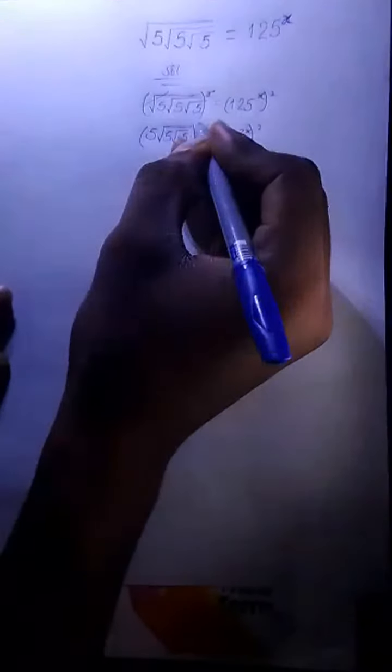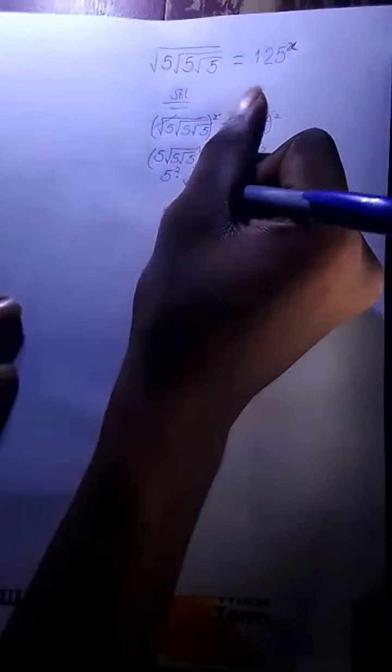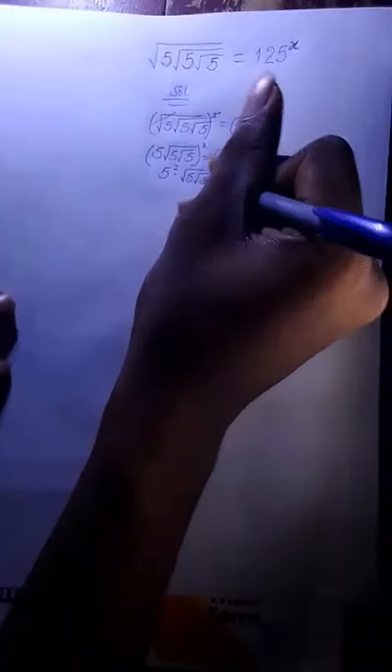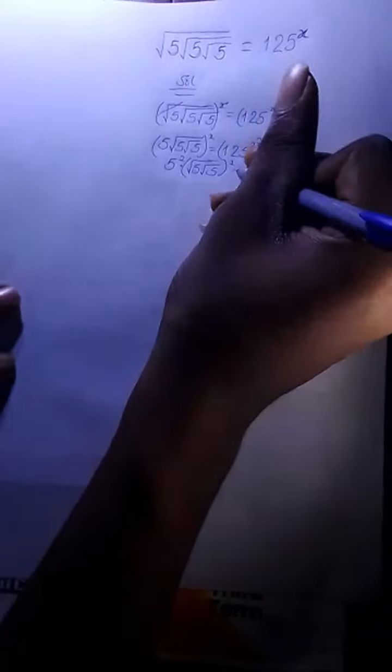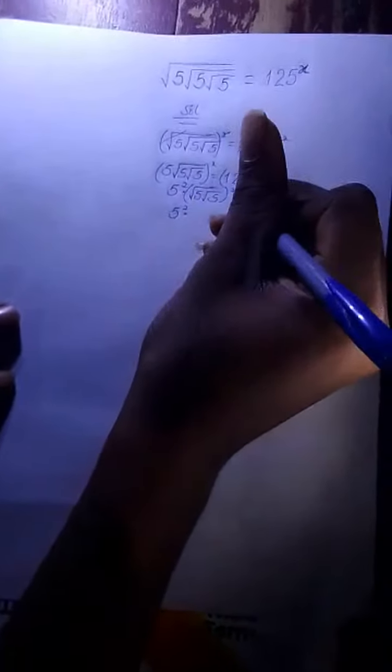From here, we'll still continue squaring both sides. We have 5 squared multiplied by root 5 squared equals 125 to the power of 2x times 2. We multiply the powers, that's 4x. So we have 5 squared multiplied by, since the square cancels the square root, 5 root 5 equals 125 to the power of 4x.